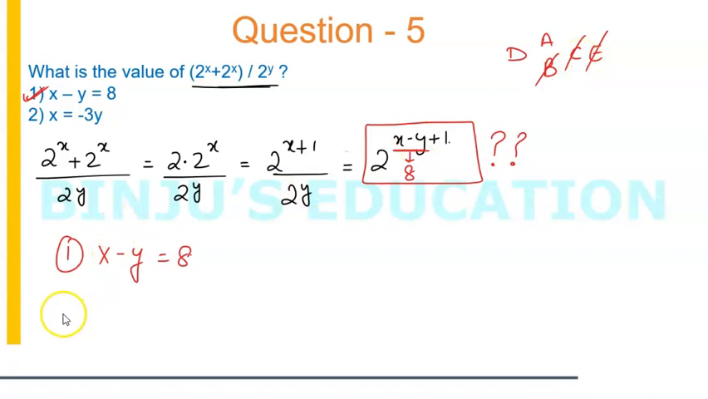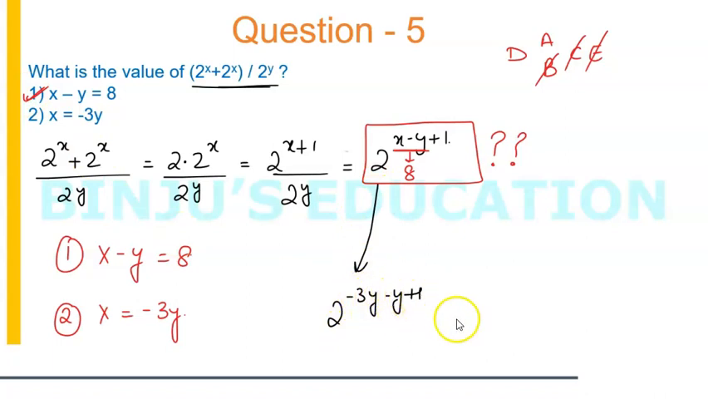Second statement says that x is equal to negative 3y. Now if I plug in the value of x as negative 3y, this will become 2 to the power negative 3y minus y plus 1. This is 2 to the power negative 4y plus 1. Now do I know the value of y? No, I don't think I know the value of y. So definitely statement 2 alone will not give me the answer. The answer is option number A, which is statement A alone is sufficient to answer the question.